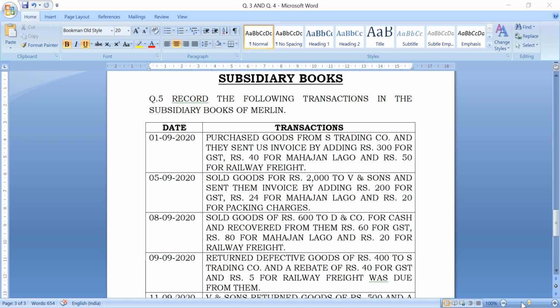Even today also we are having such a sum. Question number 5 is there on your screen. Record the following transactions in the subsidiary books of Merlin. And we have got the transactions again.